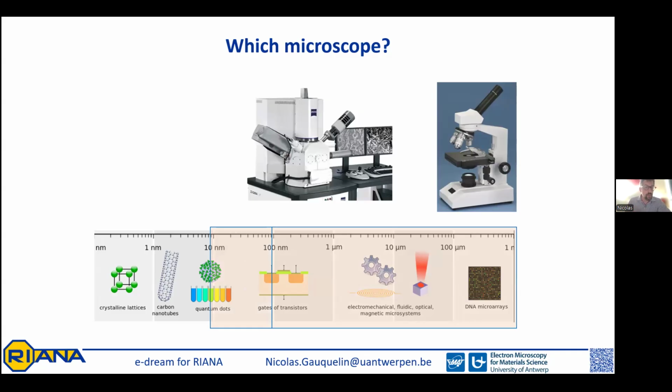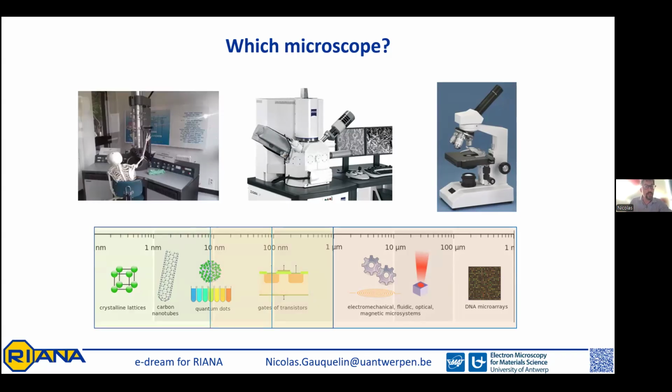Then if you want to go deeper, down to 10 nanometers, and even more modern instruments can go down to the nanometer regime, you can use an SEM, a scanning electron microscope, as you see here in the picture. And if you want to go further down and look at atoms and the crystalline lattice, you actually need an electron microscope. Here is the oldest member of EMAT operating one of our oldest microscopes.